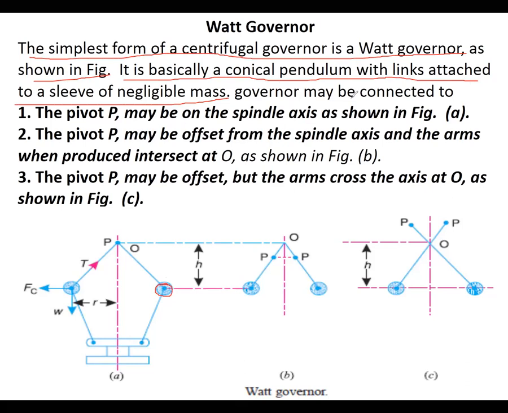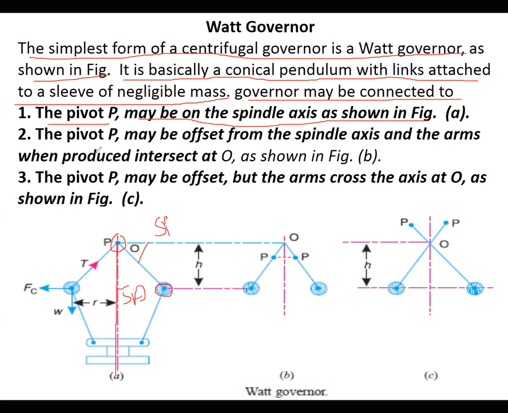The governor may be connected at a few points here. Where is pivot P? This is the pivot P. The pivot P may be on the spindle axis, as shown in the figure. This is the spindle axis, right? You can see that pivot P is connected on the spindle axis.